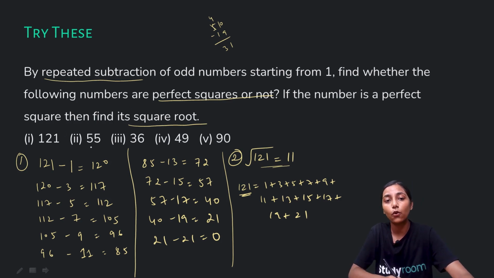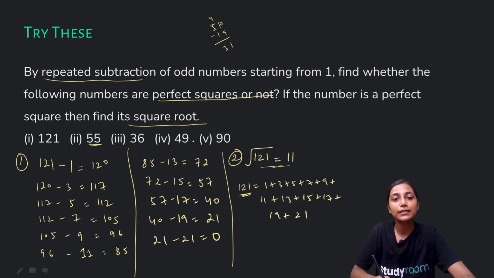This is how you have to do this question. Now do all these 4 parts yourself. Again, start by subtracting 1, then 3, then 5, then 7, 9, and so on till you get 0. If you don't get 0, then the number given to us is not a perfect square. But if you get 0, the number is a perfect square, and the number of steps will give you the square root of that number.